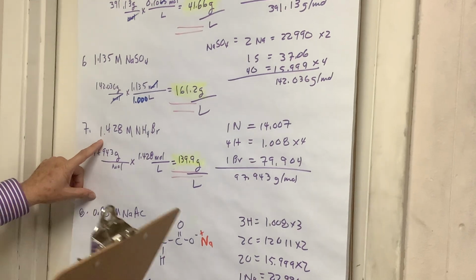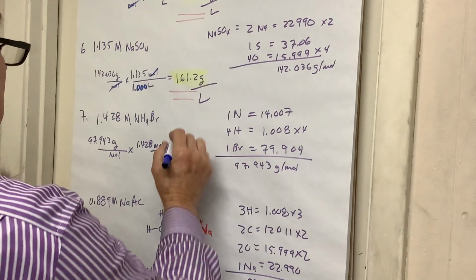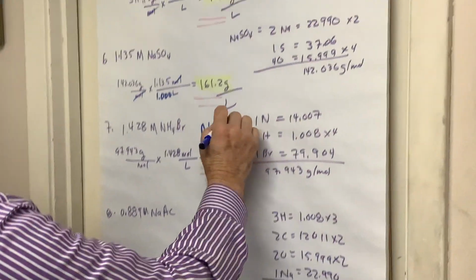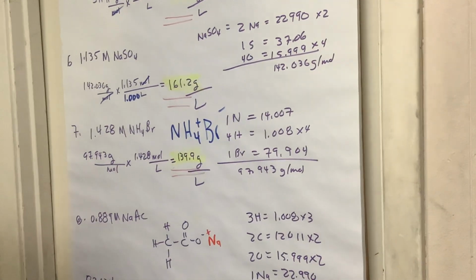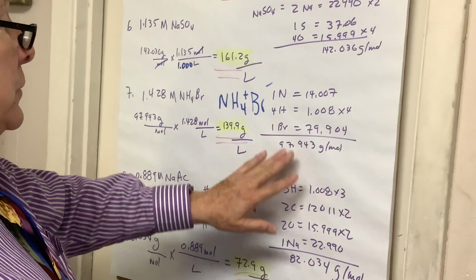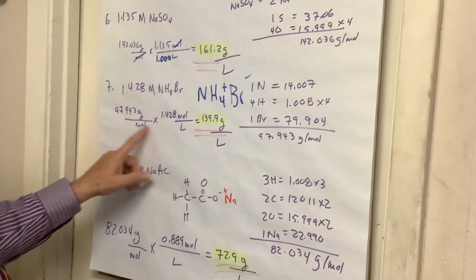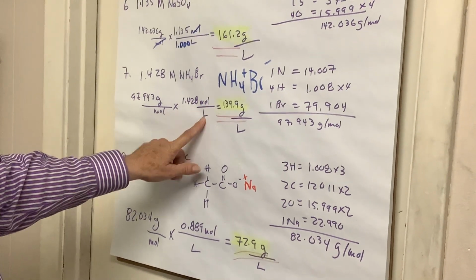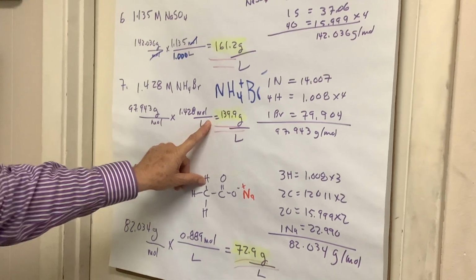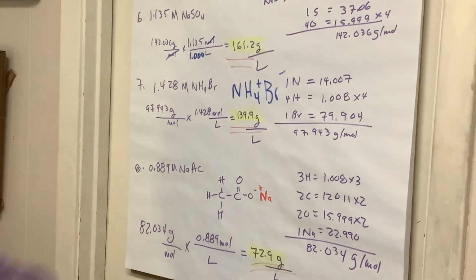Now, the next one says 1.428 molar ammonium bromide. Ammonium is a polyatomic ion. These stay together. Bromine is group 7, Br minus. It comes together in a 1-to-1 ratio. We have 1 nitrogen, 4 hydrogens, 1 bromine. If you add it all up, I added up to 97.943. I have 1.428 moles in a liter, and I have 1 liter, so I have 1.428 moles. So it should be about 1.4 times that, and we get 139.9 grams per liter.